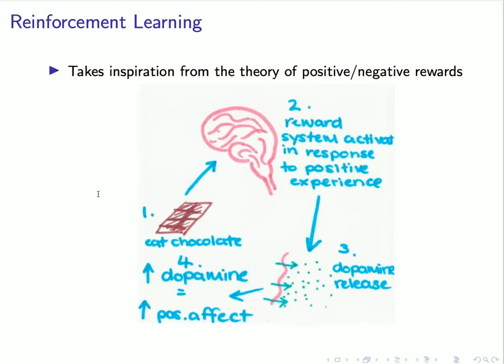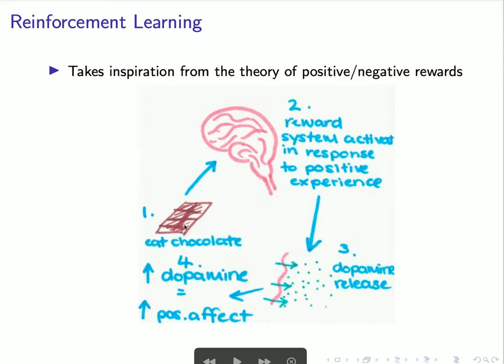Now the last one is reinforcement learning. Reinforcement learning takes inspiration from the theory of positive and negative rewards, which is something popular in psychology and, well, neurology as well, I assume. I got this picture from Wikipedia, I promise. I don't know why they were using just pen and paper to represent this, but anyway, it's just like eating chocolate, right?